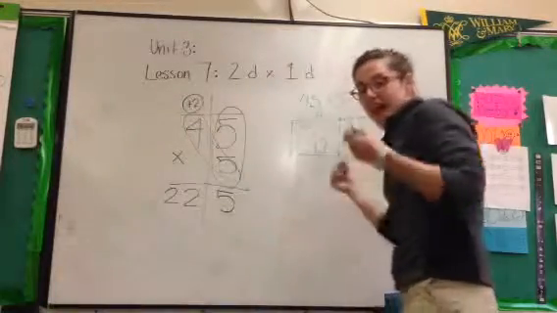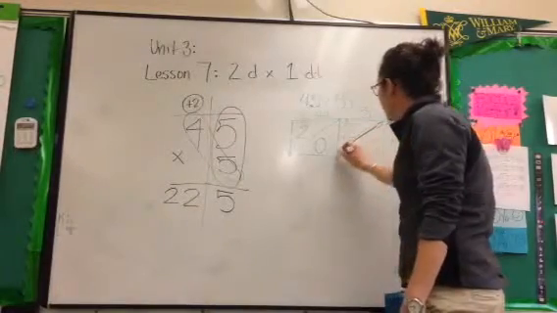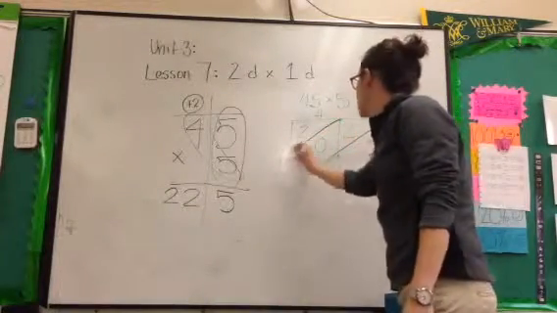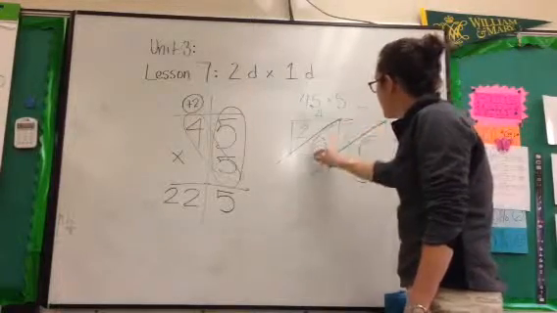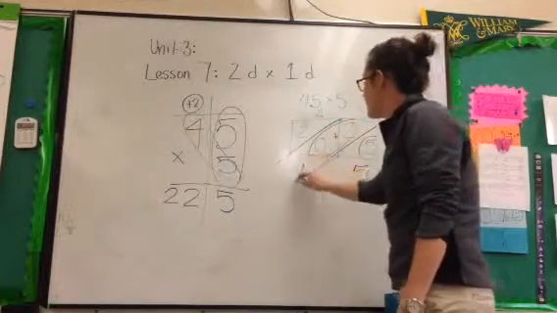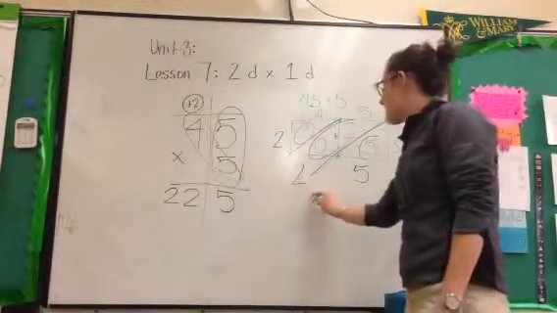My last step is to add up along the diagonals. Remember, these are like bumpers in a bowling alley. I can't cross the bumpers. So I add 5 by itself is 5. 0 plus 2 is 2. And 2 on its own is 2. So I also got 225.